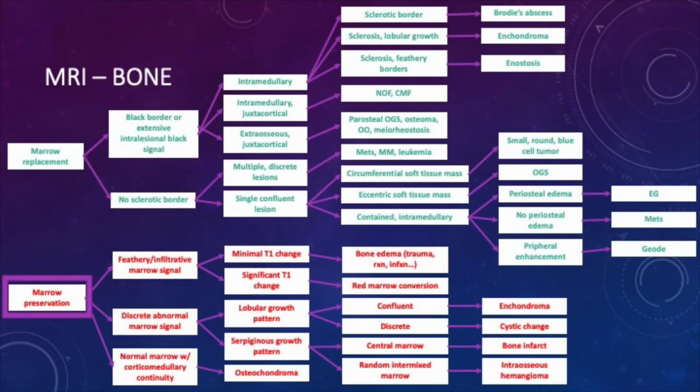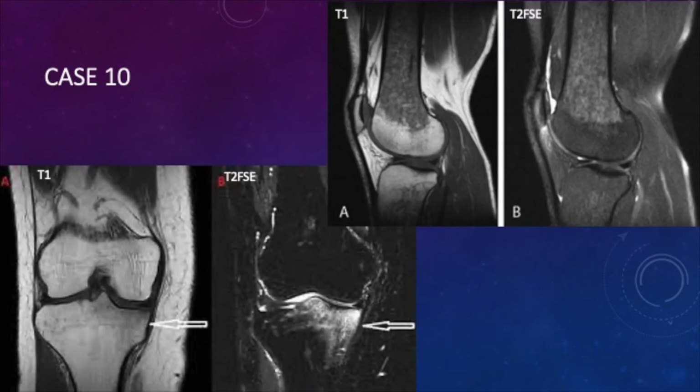So now we're going to go on the marrow preservation algorithm. So the next thing we have to say is, do we have a feathery and infiltrative marrow signal? Is there a discrete abnormal marrow signal, or is there normal marrow with corticomedullary continuity of the lesion? So we don't have normal marrow here. We definitely have something abnormal, but that's preserving it, but slightly differently in both, where you have an infiltrative process, you have preservation of marrow peppered throughout both lesions, but the T1 is really where they are starkly different here.